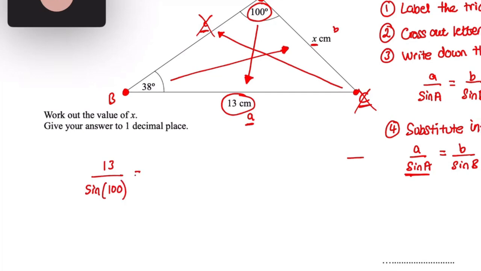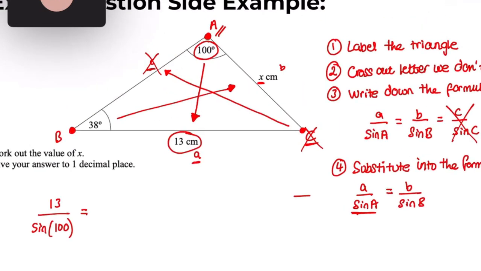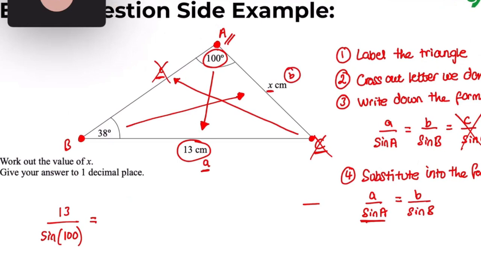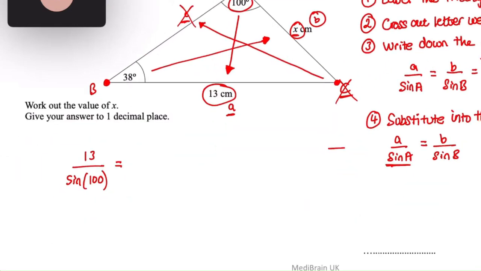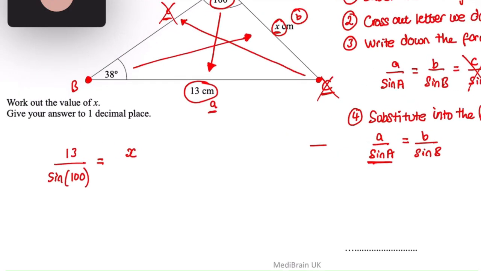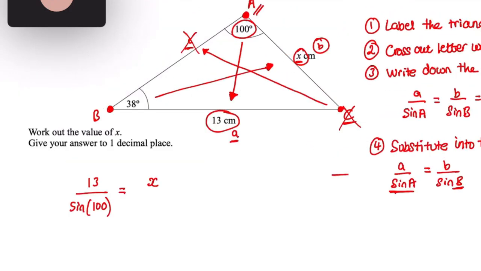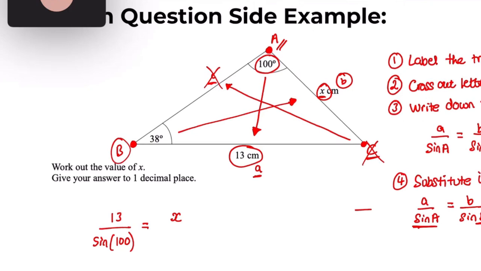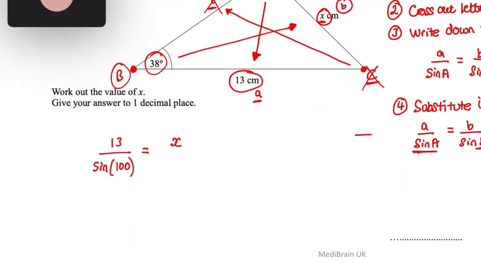And that's going to be equal to lowercase b. Where's lowercase b? Lowercase b is over here. Lowercase b is x. So we're going to write x over sine capital B. Where's capital B? Capital B is over here and capital B is 38. So it's going to be x over sine 38.